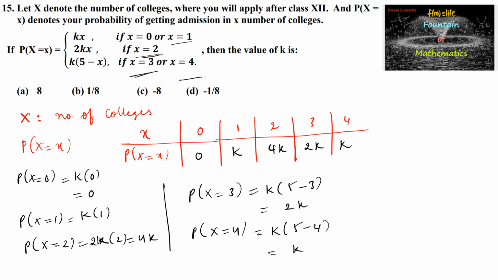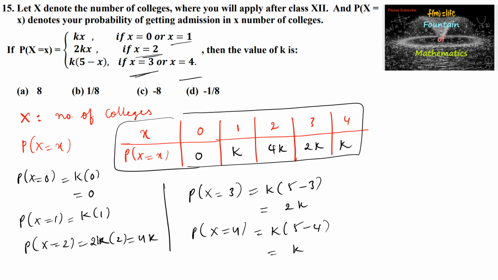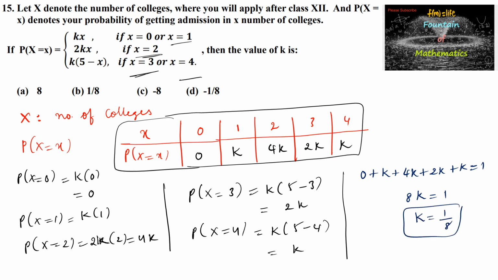And here we note the sum of the probabilities is equal to 1. So we can just consider 0 plus k plus 4k plus 2k plus k is equal to 1. That is 8 times k is equal to 1, or k is equal to 1 upon 8. So the value of k is 1 upon 8, which is option B.